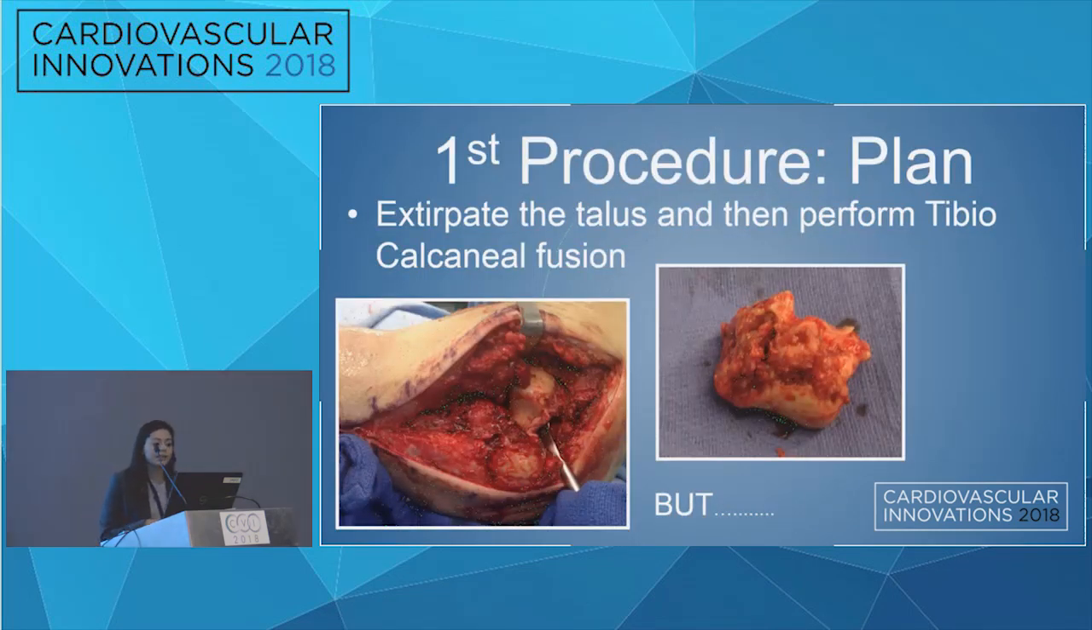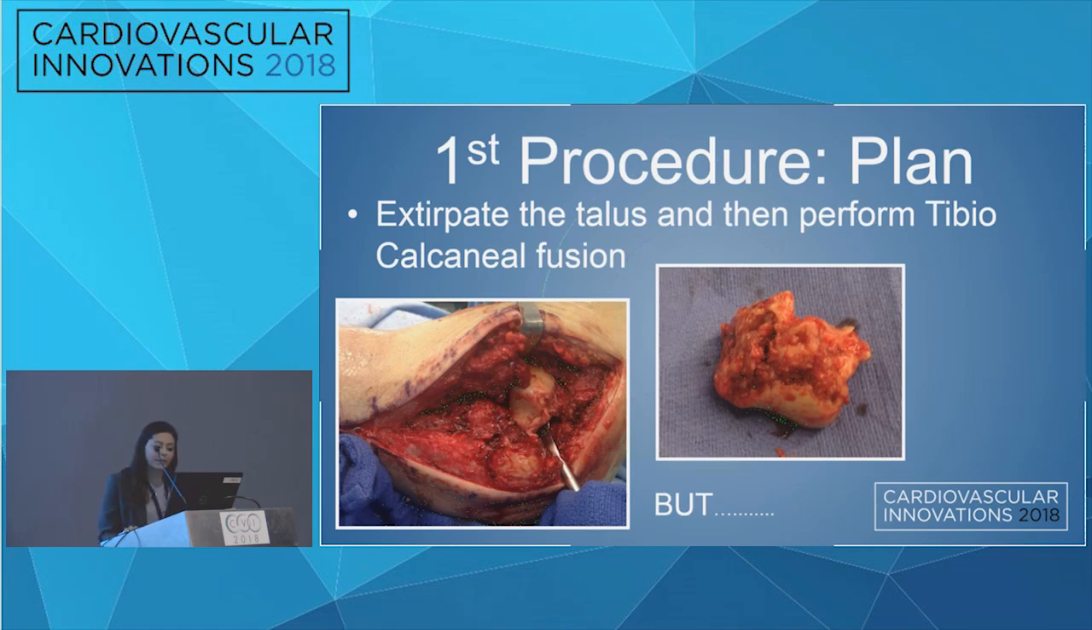So the plan was to extirpate the talus and then perform a tibiocalcaneal fusion. But while in the operating room, a significant amount of fluid was encountered, about 40 to 50 cc's of thickly hemorrhagic fluid. Again, remember that the patient had been non-weight bearing for about 6 weeks. So at this point, our plan kind of changed.